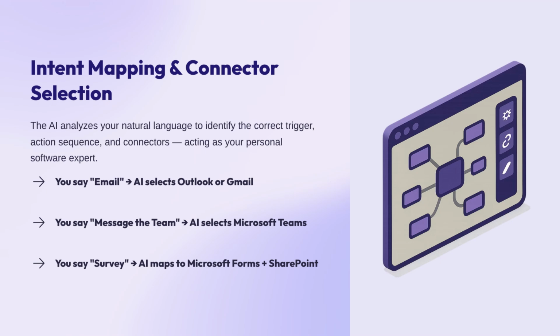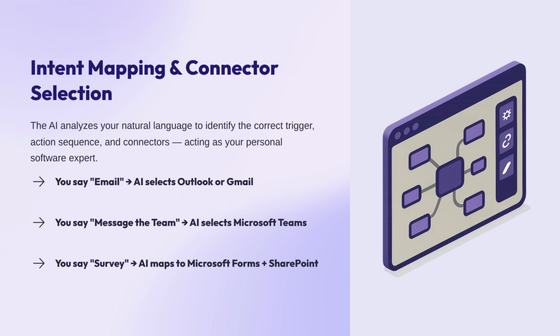Imagine a dummy example. You tell Copilot, when someone fills out my survey, put their name in a list. The AI is smart enough to realize that survey means Microsoft Forms and list means SharePoint or Dataverse. It doesn't just guess, it maps your intent to the real tools. You've probably noticed at the office how hard it is to find the right app in a long list. Copilot does the searching for you. Let's break this down together. The AI is acting as our software expert who knows every connector in the building.